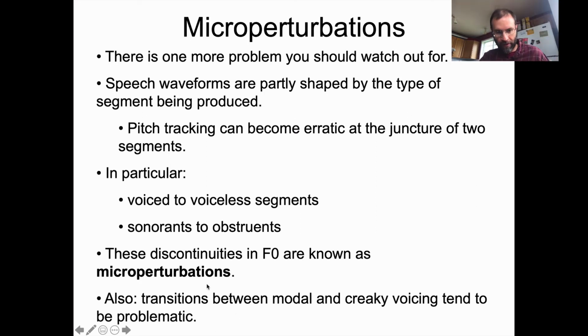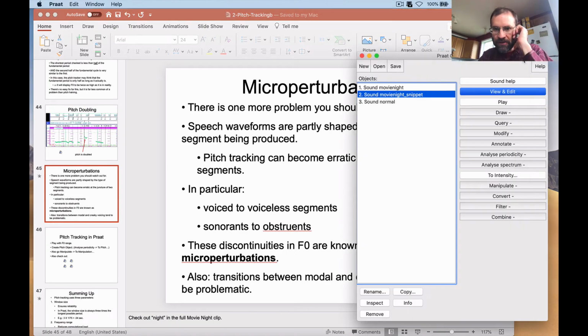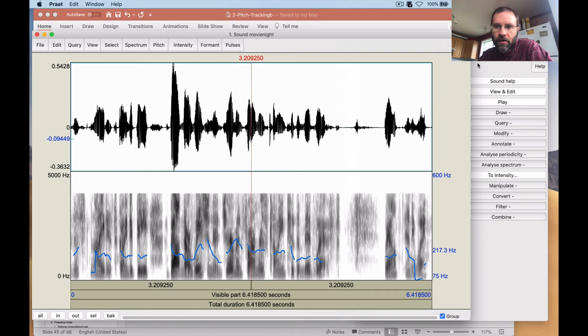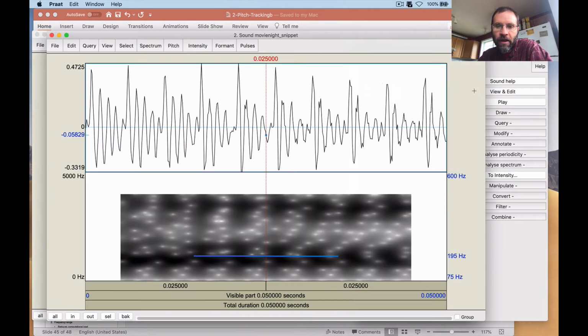Before I do, I'll also point out that in addition to these two problems, you often get a problem when you're going from modal to creaky voicing or back and forth, because creaky voicing looks kind of fundamentally different from modal voicing. So I've got an example here of that from my mom. Yeah, so actually I'll show you. This is the snippet that we were playing around with.